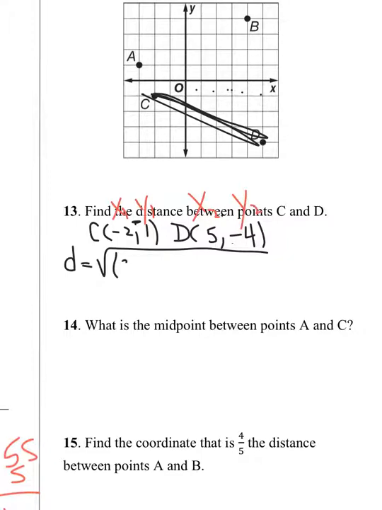So I start with x2 minus x1: 5 minus -2, squared, plus y2 minus y1: -4 minus -1. Sorry, so both of these become plus.